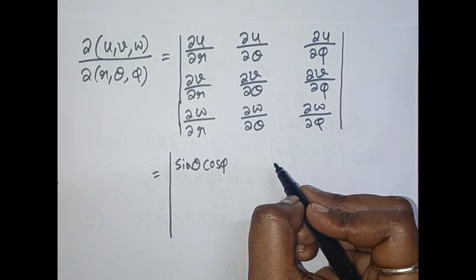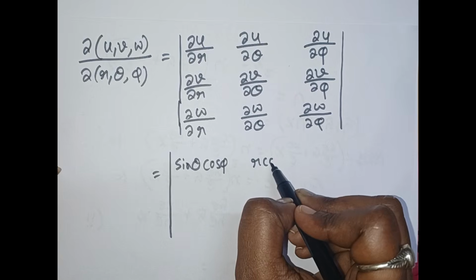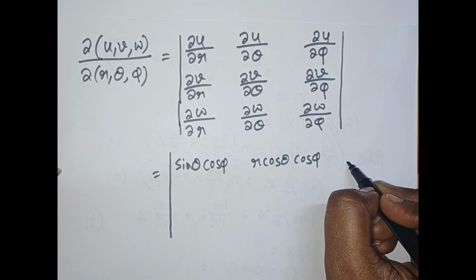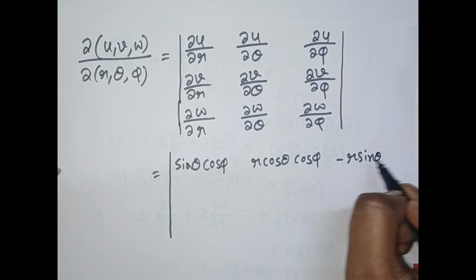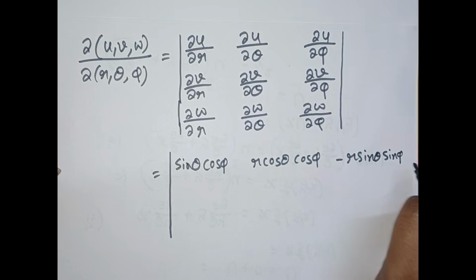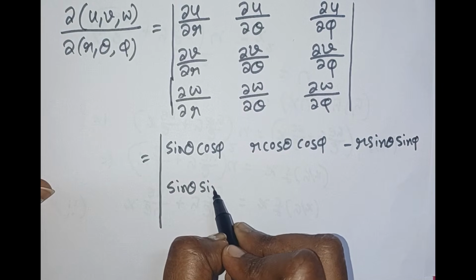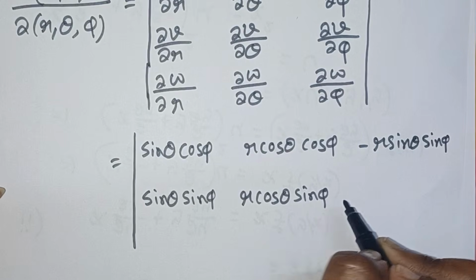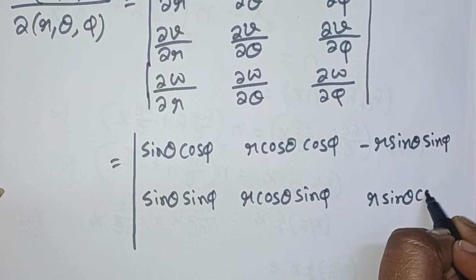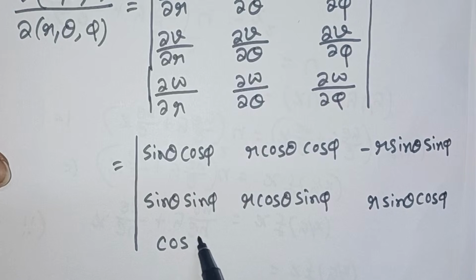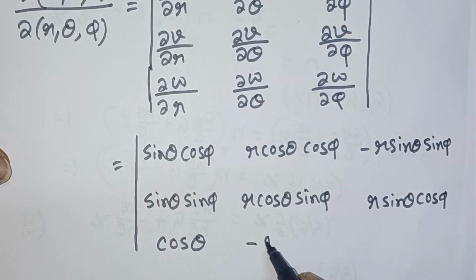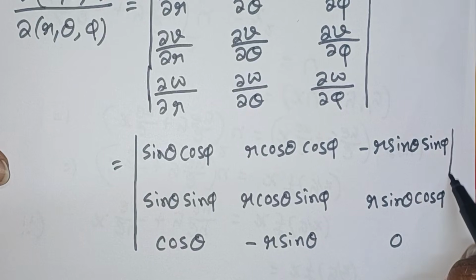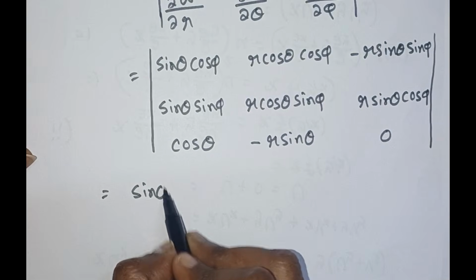That is equal to, since u, v, w are these functions, if we take the derivative with respect to r, theta, phi, then del u del r is sin theta cos phi, del u del theta is r cos theta cos phi, and del u del phi is minus r sin theta sin phi. Del v del r is sin theta sin phi, del v del theta is r cos theta sin phi, and del v del phi is r sin theta cos phi. Del w del r is cos theta, del w del theta is minus r sin theta, and del w del phi is 0 because w equal to r cos theta.